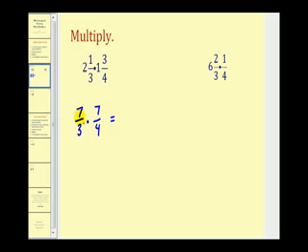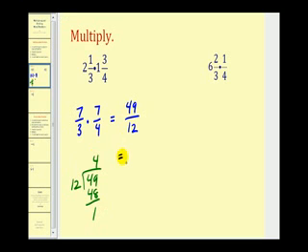Nothing simplifies here, so we multiply across the top, that would be 49. Multiply across the bottom, that would be 12. This is our product, but typically we're asked to convert this back to a mixed number. So now we have to take 49 and divide by 12. So let's go ahead and do that. 49 divided by 12. There's 4 12s in 49. 4 times 12 is 48, with a remainder of 1. So remember, what that tells us is that 49/12 is the same as 4 and 1/12. Remember, we put the remainder over the divisor, and that gives us our fraction.